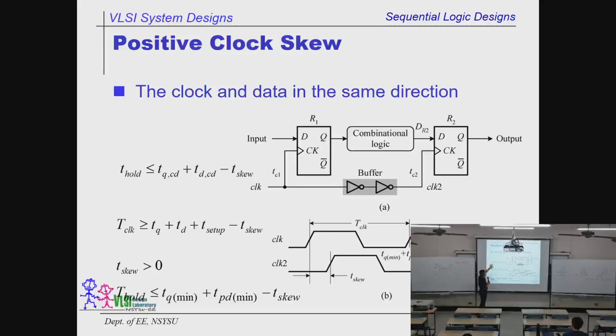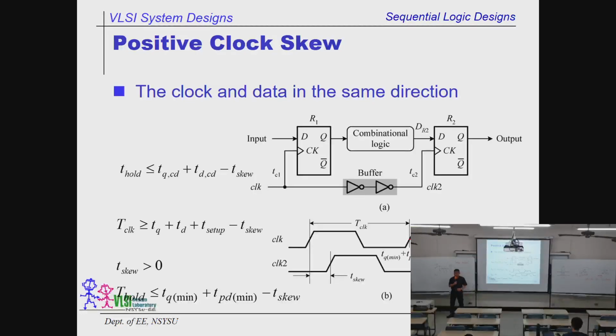If the skew happens, you've got to follow this: the whole time must be less than these two minus T skew. This is the only difference that you have to be aware of. And for T clock, the overall clock cycle, remember we have three terms: 1, 2, 3, the T to Q delay, the T to D delay, and the setup, and you've got to take away the T skew. This is for positive skew.